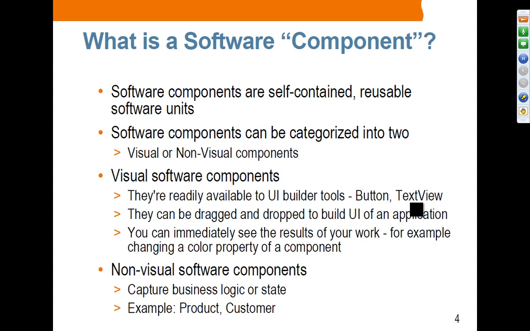These components could be dragged and dropped into the palette in this UI Builder tool to build the UI of your application. And you can see immediately the results of your work. For example, you can see the color, and you can change the color. Once you change the color property of that visual component, that should be reflected right away in your UI Builder tool. If you don't understand what I'm talking about here, that's perfectly fine. When we do the hands-on lab exercise, you will definitely understand what I mean.